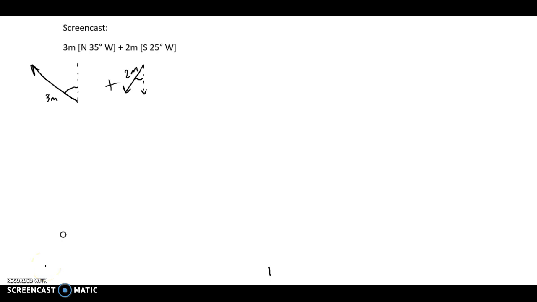Alright, now what we need to realize is that both of these vectors are made up of components, both y components and x components. In order to get to that spot, you have to start here, go north some distance, and then from there go west some distance. The north distance is known as your y component. The west distance is known as your x component. Same thing with this one: you have to go some distance south, that is our y component, and some distance west, that is our x component.